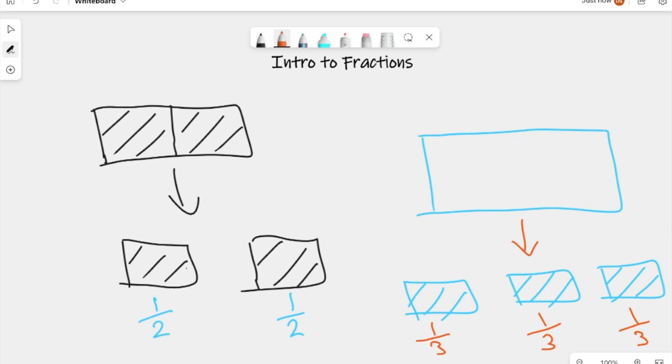Now, fractions fall in line. There's a big crossover between fractions, decimals, and percentages, which we will go over in the future. But the idea I just want to leave you with in this video is that at this early stage, our most basic fractions are some portion of a whole. They make up a whole thing.